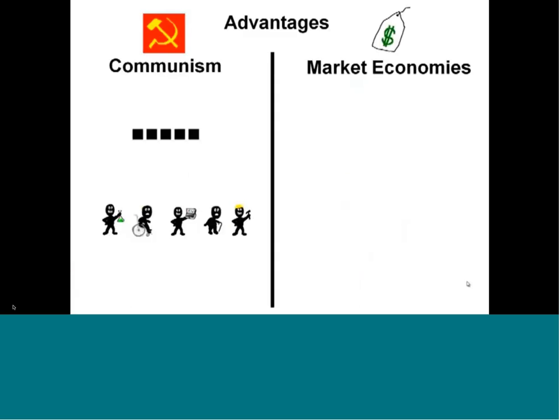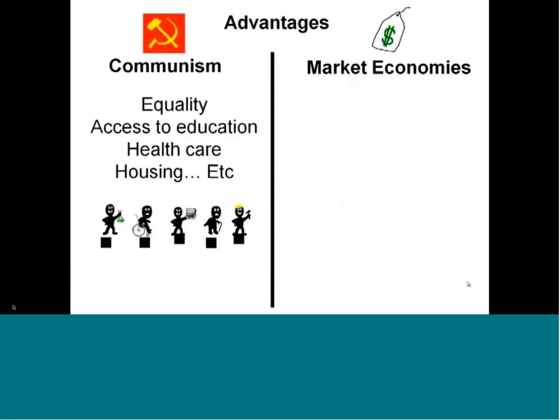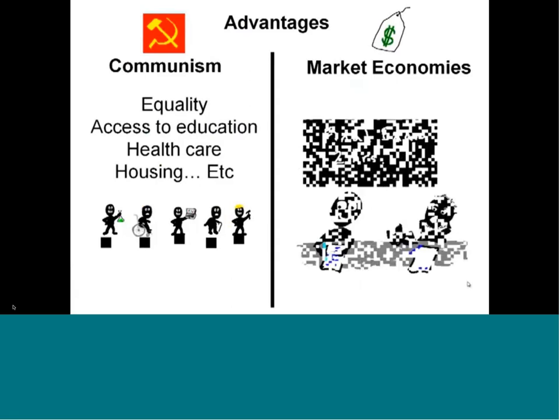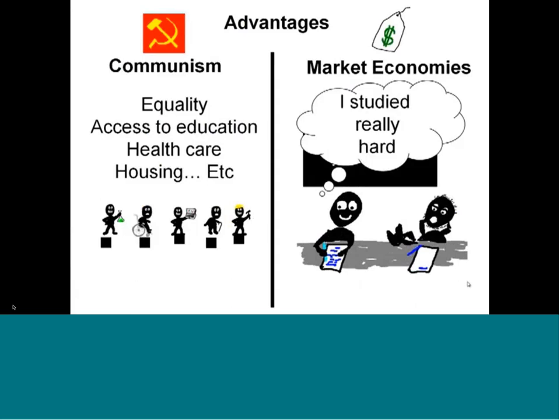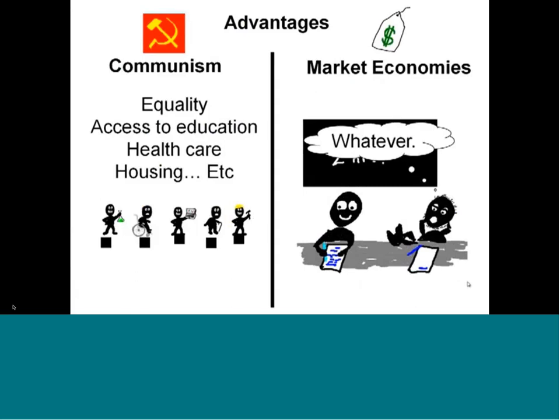Now, advantages of communism versus market economies. In communism, the wealth of the nation, what's been produced within that economic system, is shared equally amongst all members of society. Now, in market economies, the advantage is we get what we deserve. This notion of a student who studied very, very hard for an exam versus the student who didn't study at all and barely attended class.